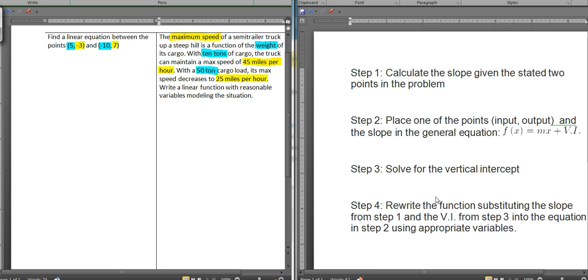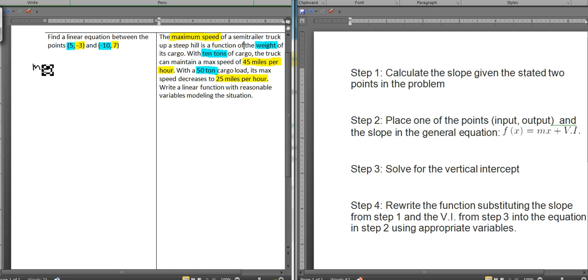Then we're going to solve for the vertical intercept, and we rewrite the function substituting the slope that we found in step 1 and the vertical intercept that we just found, using appropriate variables, into our equation. So this first equation that we're going to write is just a general equation with the points (5, -3) and (-10, 7). And I've highlighted the inputs in blue, and that's going to help us over here in this application problem. So our first step is to find the slope.